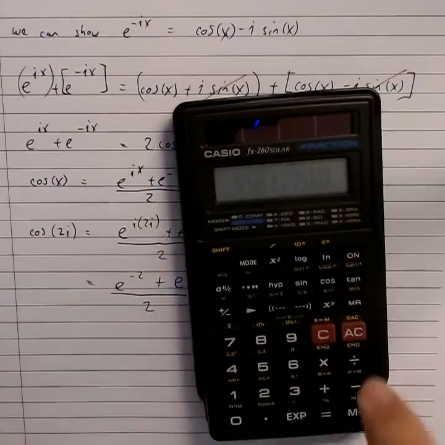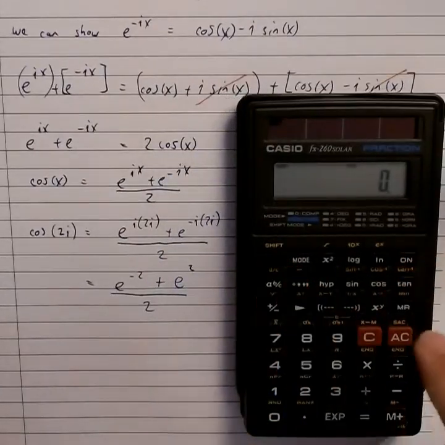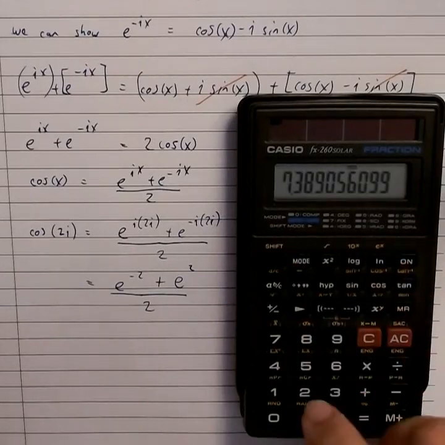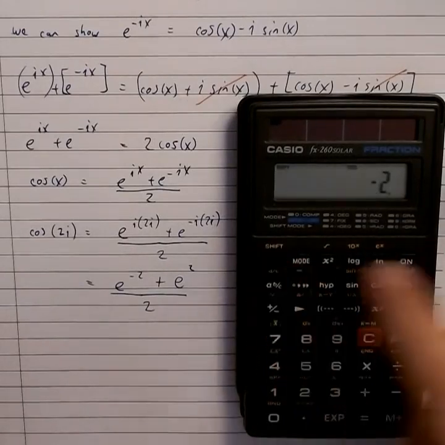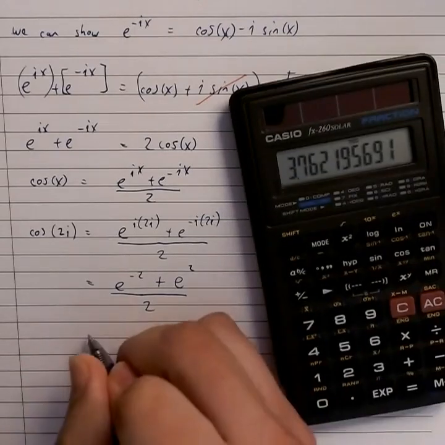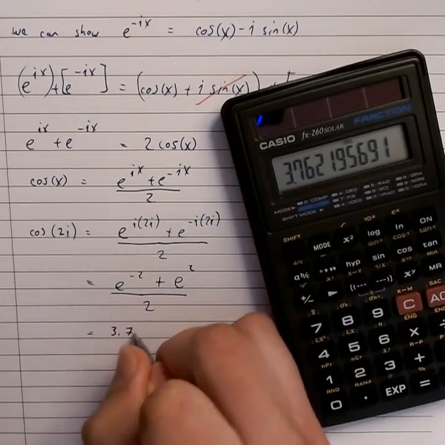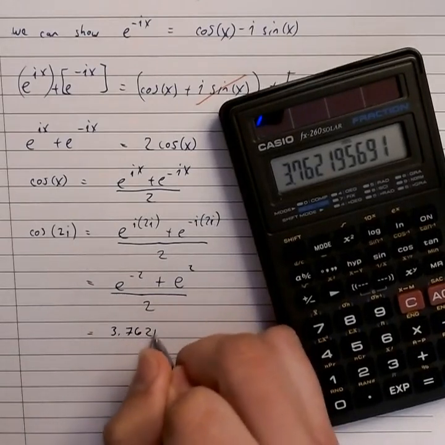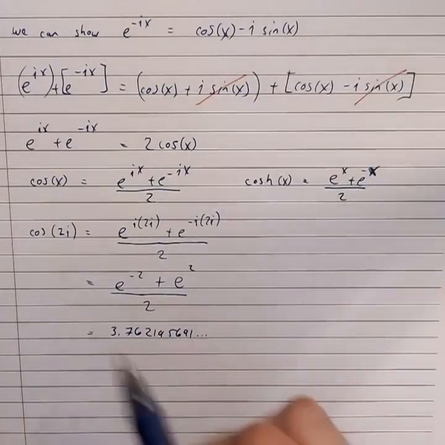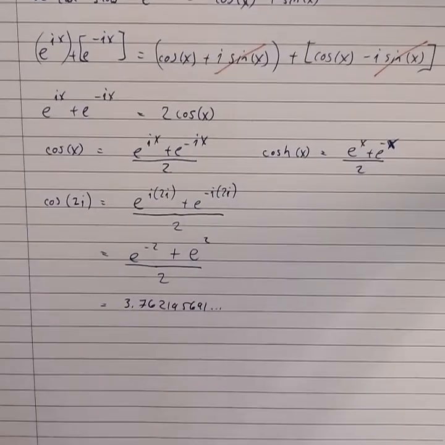And now let's see what that is. If I take e to the power 2 and add to that e to the power -2, and then divide by 2, I get 3.762195691... And there we go. I just took the cosine of a number and got something bigger than 1.